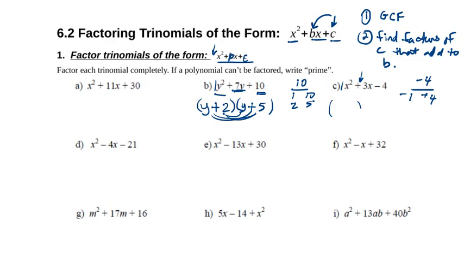So you're going to do this just like on the other ones. You're going to split up your x squared, just like on the other ones. Now, instead of plus and plus like we had here, you're going to have a -1 for one of them and a +4 for the other.